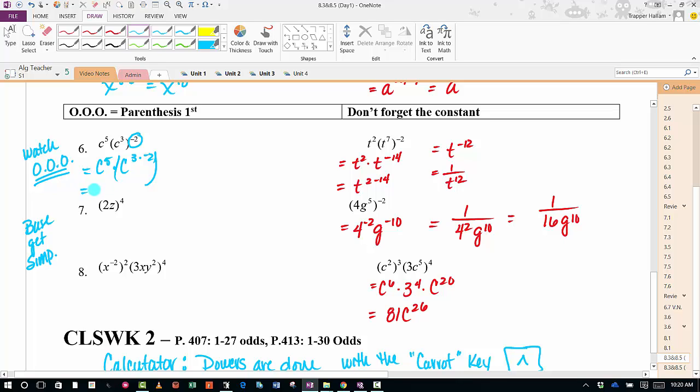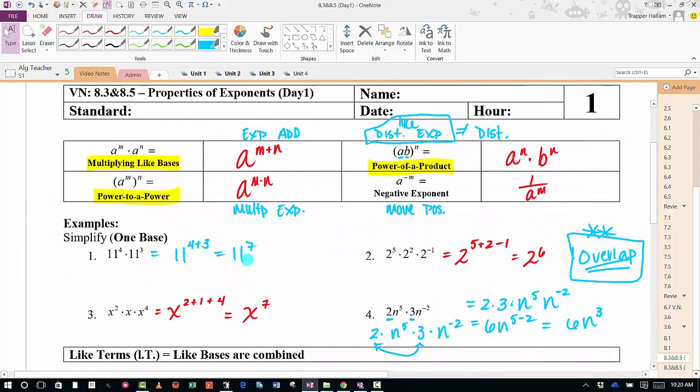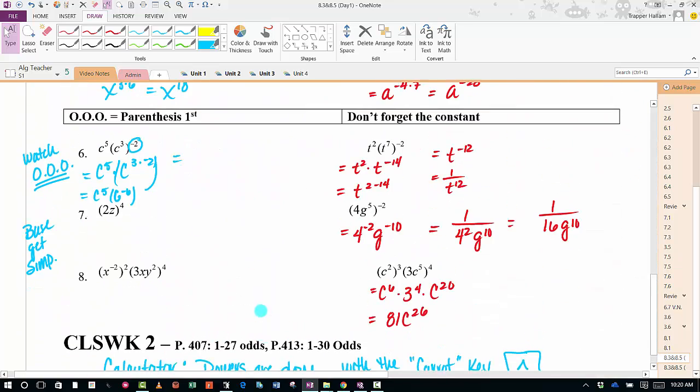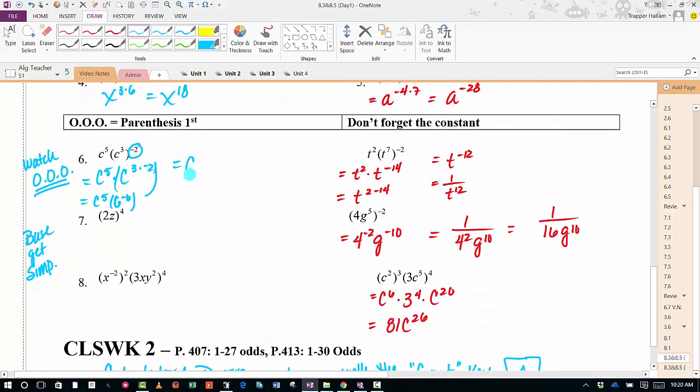See if I can squeeze it in down here. So c to the 5th is going to stay there. These are going to become times c to the -6. Well, now we can combine those. So we're going to use the property here, multiplying like bases, right, where we're going to add exponents. And when I add these exponents, I'm going to end up with c to the 5th plus a -6, or c to the -1.